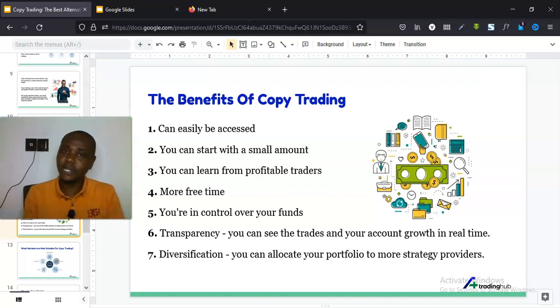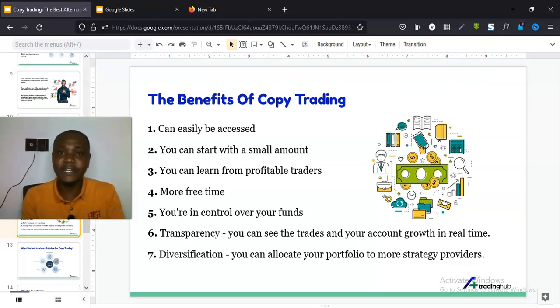With signals trading, you can't do that. With account management, you can't do that. With pool account trading, with PAMM account, you can't do this. But with copy trading, you can do this. Also, there's transparency, right? You are actually seeing the trades taken on your account and you see your account growth in real time. So there is transparency when it comes to copy trading.